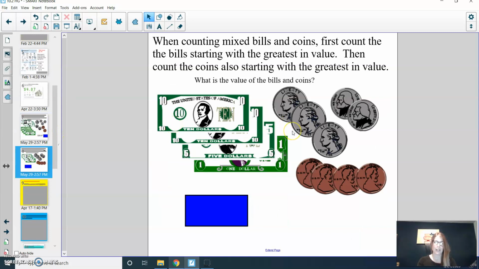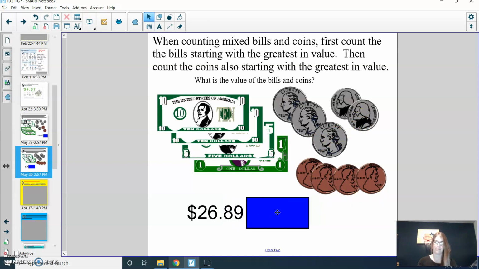So again, if you can count the money on the page, maybe press pause and then hit play to hear the amount. When I start with my dollars, I would do my 10 plus 10, which is 20, plus 5 would give me 25, plus 1 more would give me 26. Then looking at my coins, I know that 3 quarters would give me 75 cents, 80, 85, 86, 87, 88, 89. So $26.89.